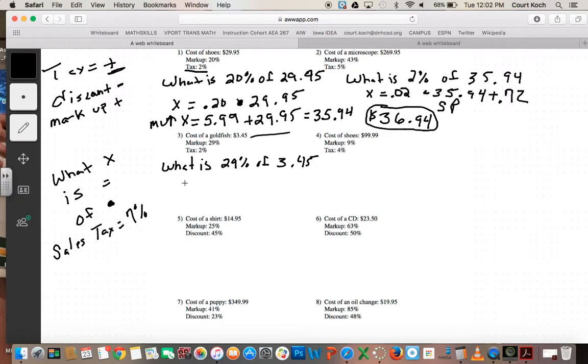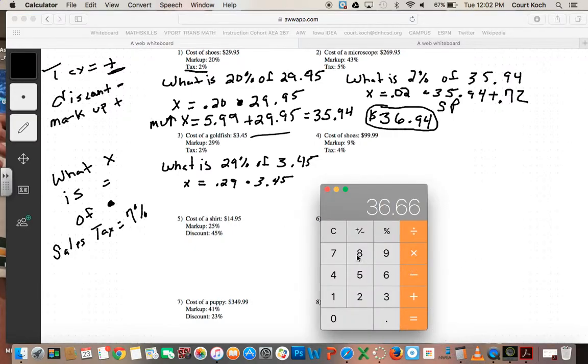So what? X equals 0.29, change that back to a decimal, of times $3.45. Solve. 0.29 times $3.45, and it's $1, boom, boom, 0.0005.